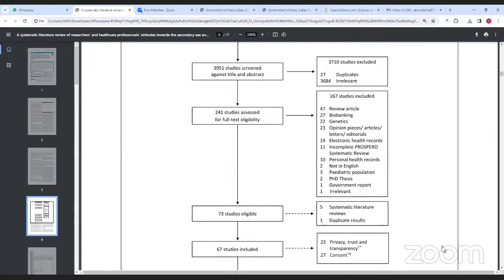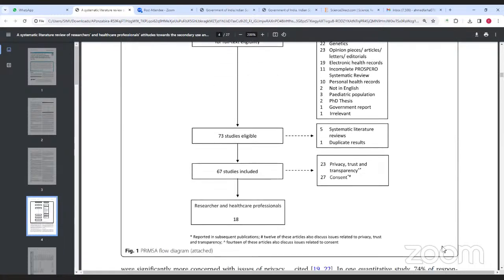After that, 73 studies were eligible, with systematic literature review 5 and 1 duplicate results. Next, 67 studies were included: 23 privacy, trust and transparency, 27 concept, and researcher and healthcare professional safety. So this is the figure.